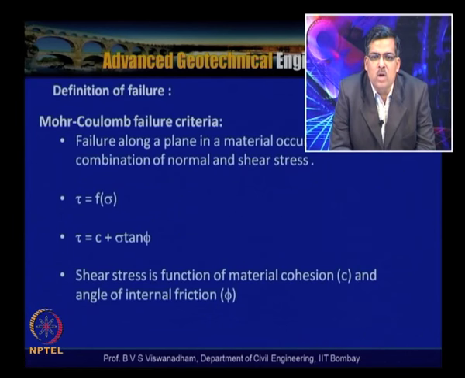So failure along a plane in a material occurs by a critical combination of normal and shear stress, where tau is equal to C plus sigma tan phi, where shear strength is a function of material cohesion C and angle of internal friction phi.